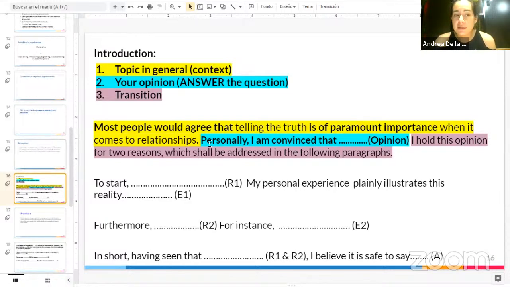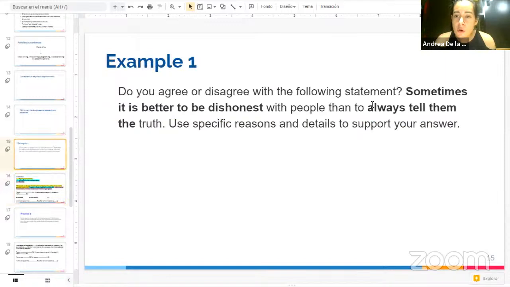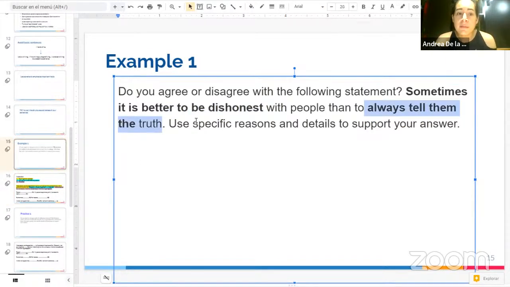So how can we say it? One way would be, personally, I am convinced that it is always better to tell the truth, right? That's it. Or you can say, personally, I'm convinced that it is better to always tell the truth. So I'm using the same words, and that's an acceptable way of doing it. Do you want to go with that, or do you think that we can paraphrase and use different words to say the same? What do you think we can do?